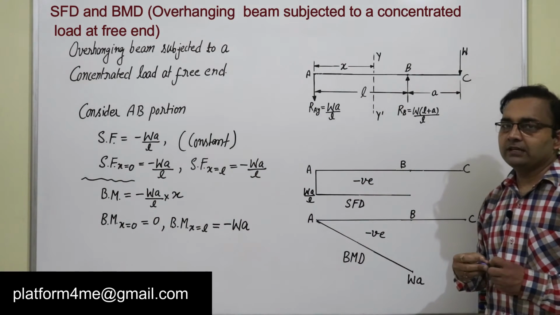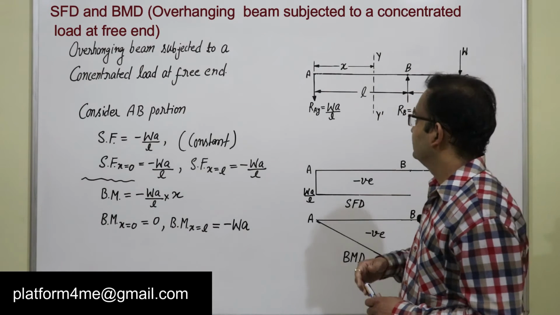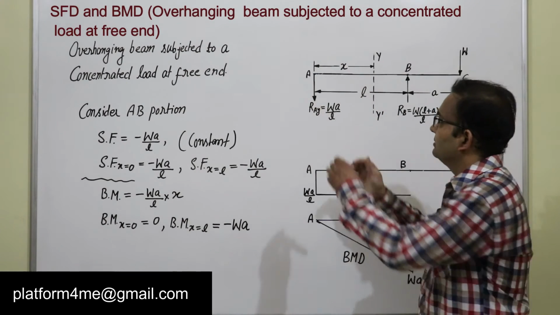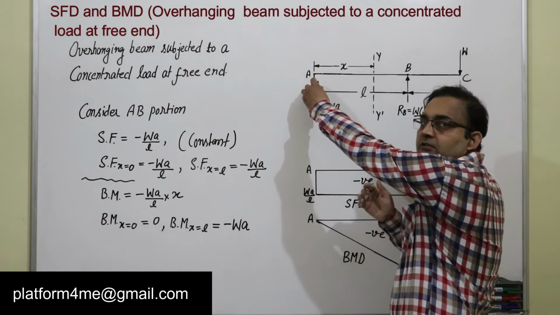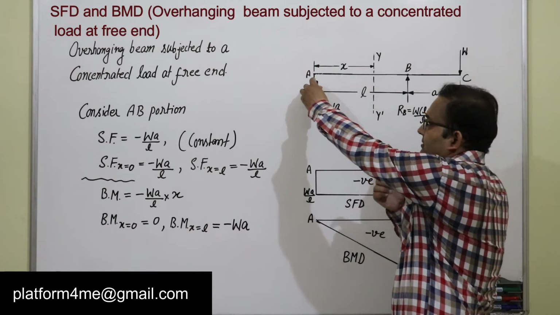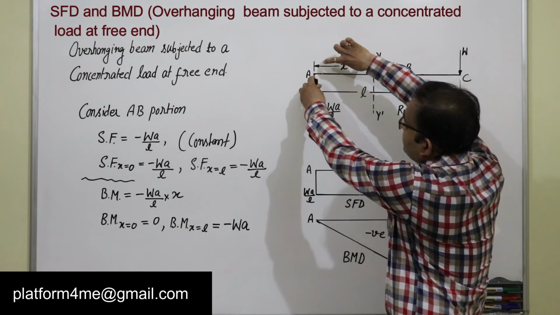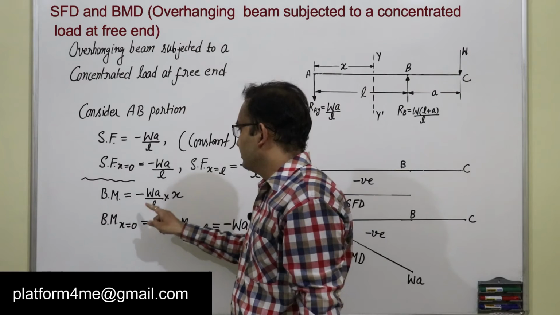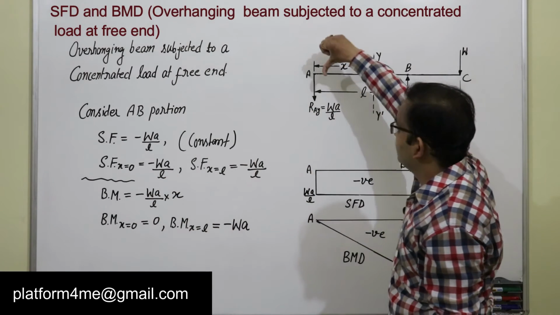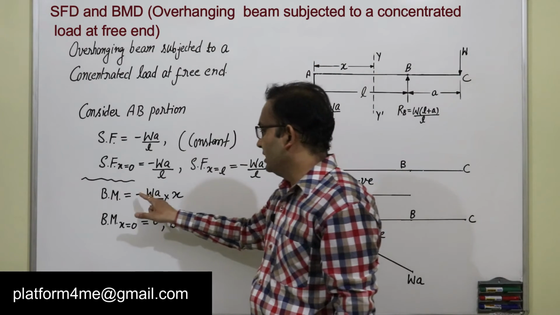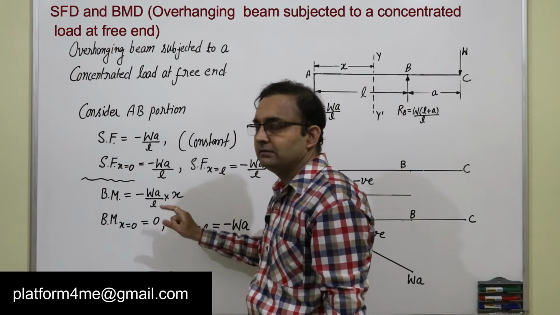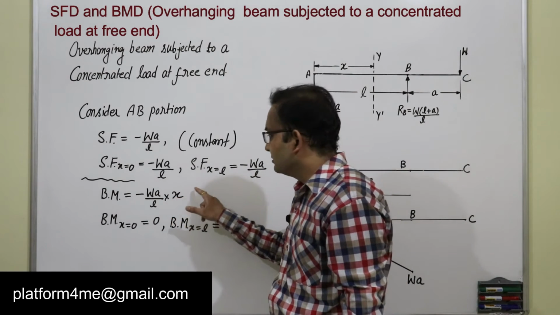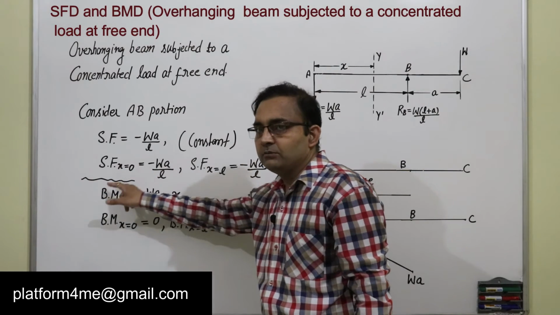After that, we will write bending moment equation. So, this is a section and we will see force toward the left of this section. Bending moment is force into perpendicular distance. This is force and this x is the distance. So, bending moment equation is force, we know this force is downward, that is why minus WA by L into x, the perpendicular distance. So, this is the general equation of the bending moment.